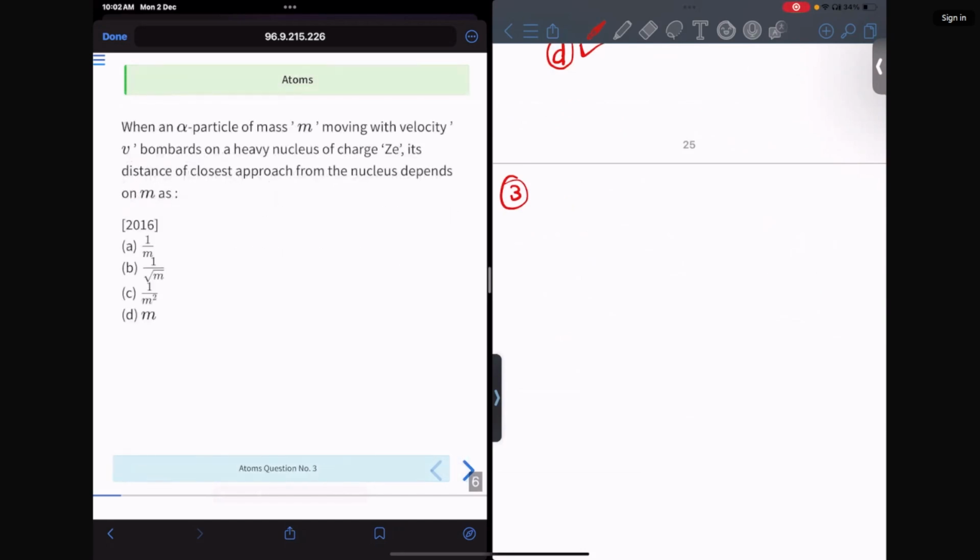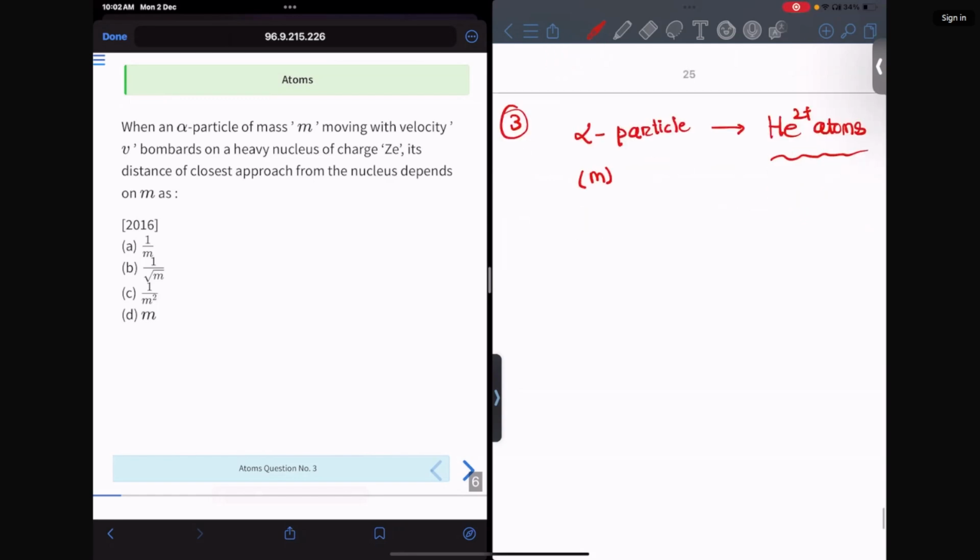I'll move to question number 3. Question number 3 says: when an alpha particle of mass m. Those who don't know what an alpha particle is, I'd like to say an alpha particle is a helium 2 plus atom. Rutherford used helium 2 plus atoms. He scattered alpha particles, and alpha means helium 2 plus atoms.